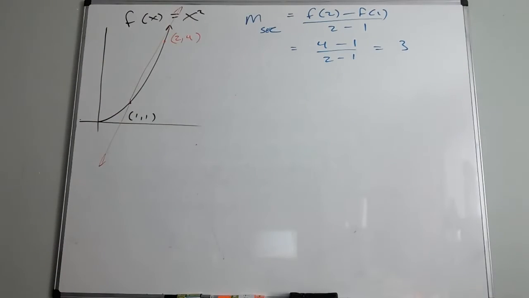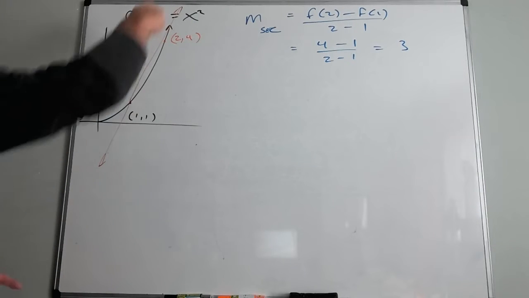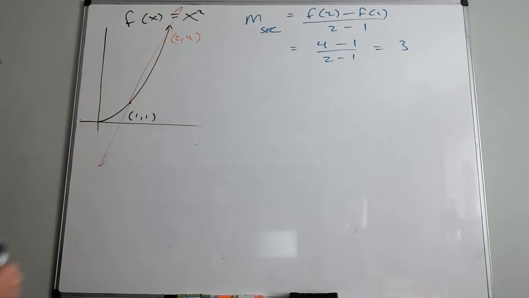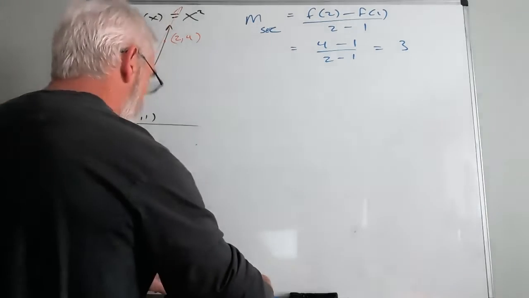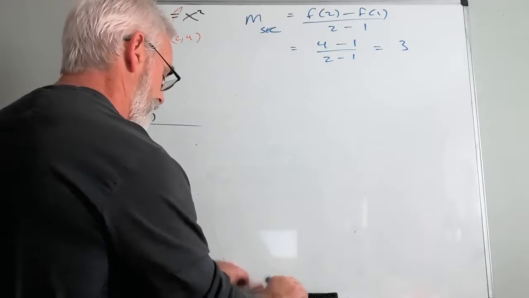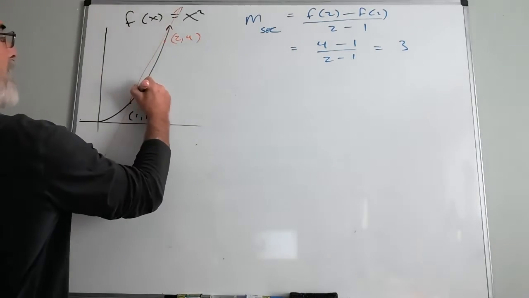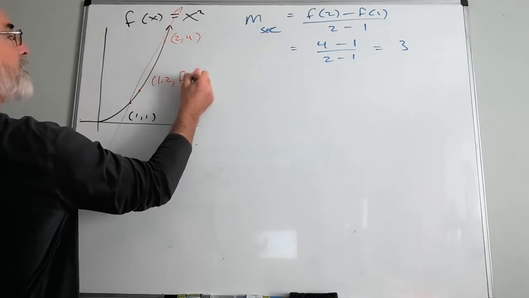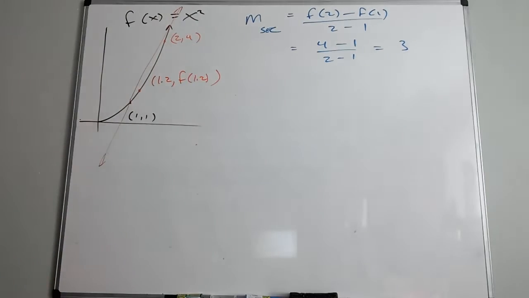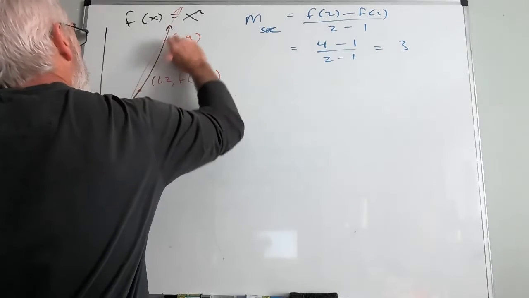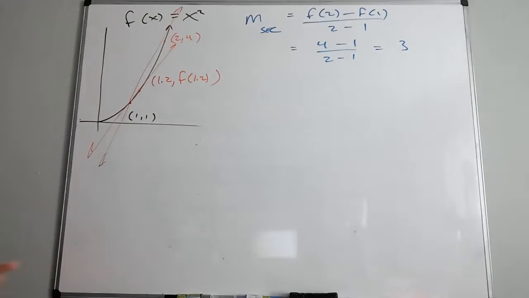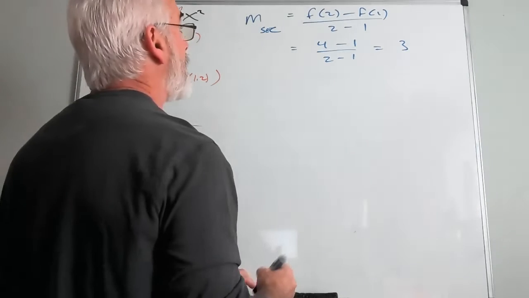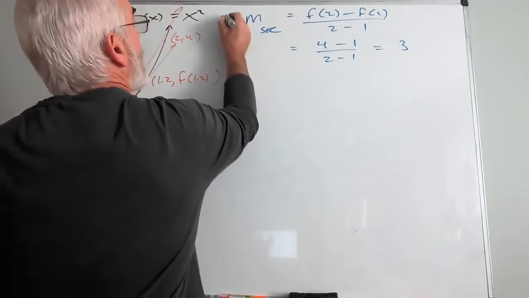Okay, great. Now here's what I'd like to do. I would like to move closer to 1, 1. So let's take a value that's much, much closer. How about, let's say right about here, this would be 1.2 comma f of 1.2. I don't feel like calculating that quite yet. And I want to find the slope of the secant line that passes through these 2 points. Well, I think that slope is not going to be as much. So I'll number these.